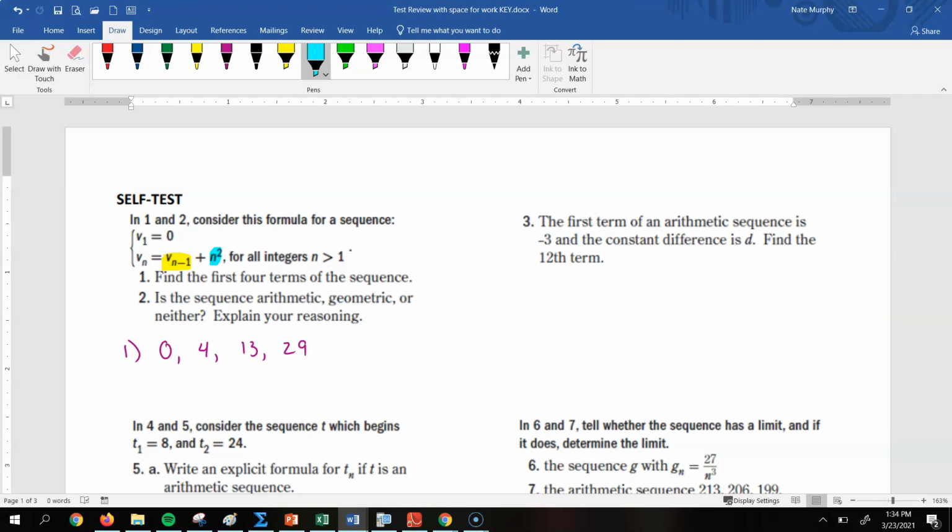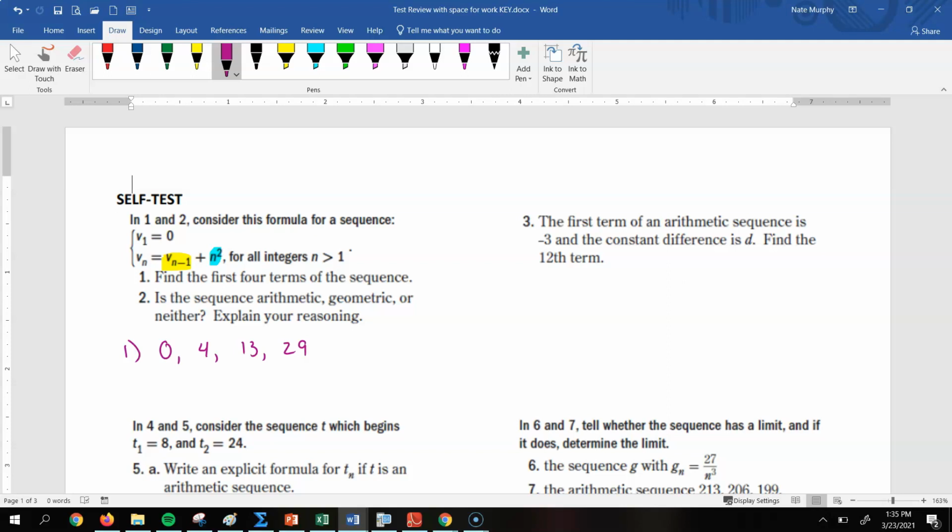Now, I'm not going to bother writing out the answer for part 2. We'll just talk about it. Because it says is the sequence arithmetic, geometric, or neither. It is neither. Because there is no constant difference, because going from 0 to 4 you would add 4, but 4 to 13 we would add 9, and so on. So there is no constant difference, and there's nothing you can multiply 0 by to get 4, so there is no constant ratio either. So it is not arithmetic or geometric. All right, let's look at number 3.